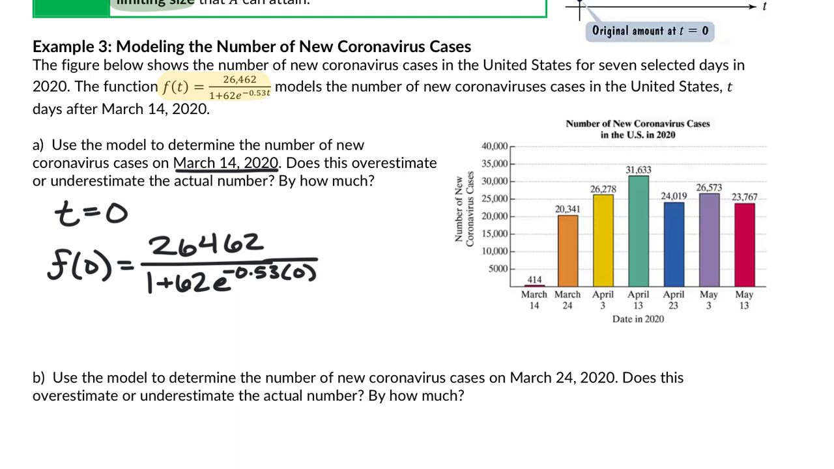So just because this is a new function type, let's make sure we can actually type it in accurately. I almost said that word wrong. Accurately to our calculators. Plug that in, what do you get?